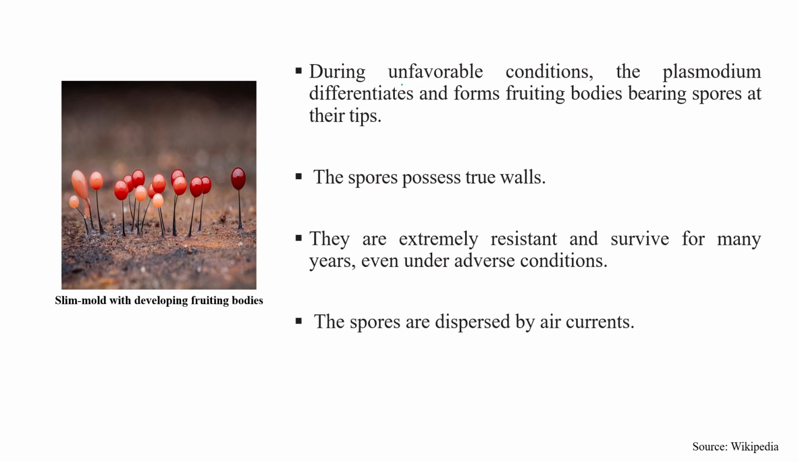Under suitable conditions they can grow over several meters, but under unfavorable conditions this plasmodium differentiates, forming fruiting bodies. As you can see over here, these are the fruiting bodies, bearing spores on their tip. These spores possess true walls. These spores are extremely resistant and survive for many years, even under harsh, adverse conditions, and they are dispersed by air currents.